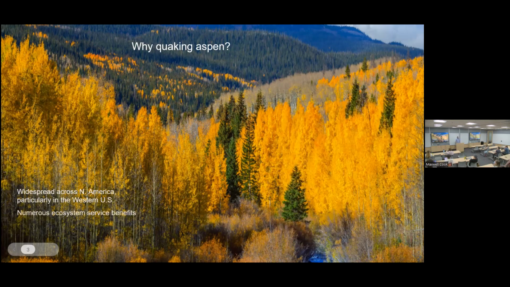So they also provide numerous ecosystem service benefits, ranging from wildlife habitat, species diversity from both the wildlife, flora and fauna perspective, as well as hydrologic functioning and recreational and economic value, right? So each fall when the aspen leaves turn, we have a lot of people come and visit the mountains of Colorado, for example, to see these fall colors. And some of the most quintessential pictures of Colorado are pictures of large aspen stands.